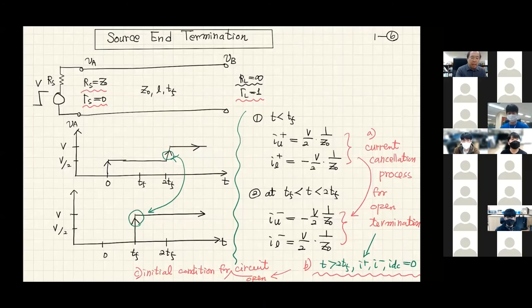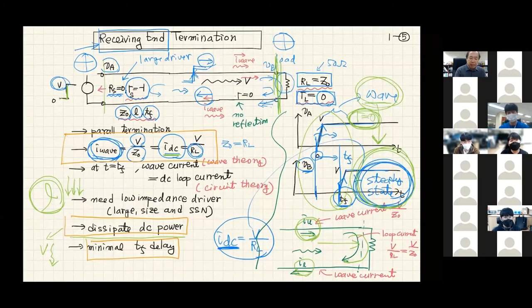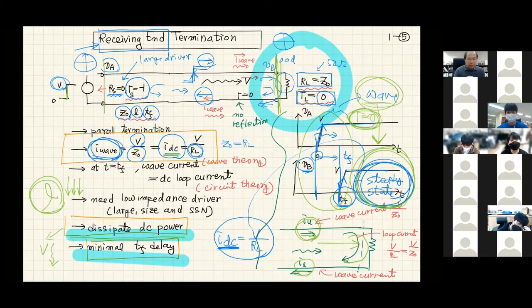Now, the second important case of termination is source termination. In the previous slide, we put 50 ohm impedance at the receiver. Because of that, we were able to have minimum time delay, and we were able to have a minimum DC power consumption.